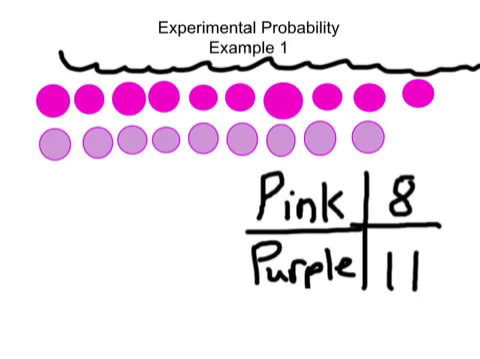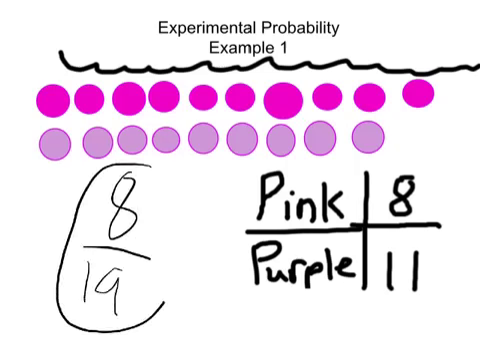If we add 8 and 11, we get 19, which would give us our denominator. The top numerator would be 8. This would give us an experimental probability of 8/19.